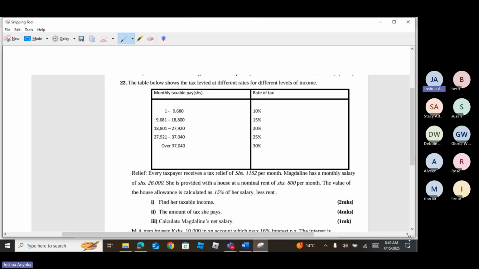Find her taxable income. Debbie, it is your time to read. Read the question.